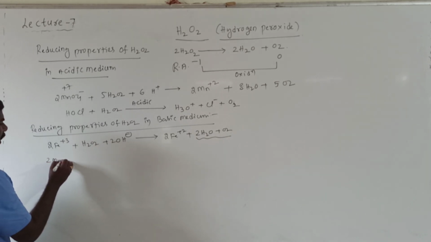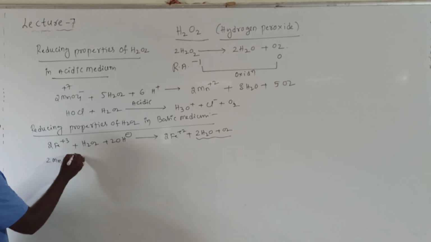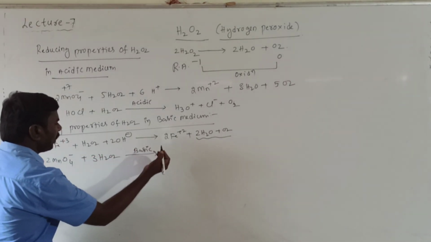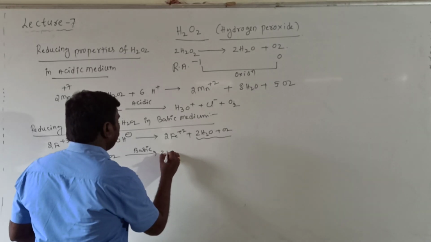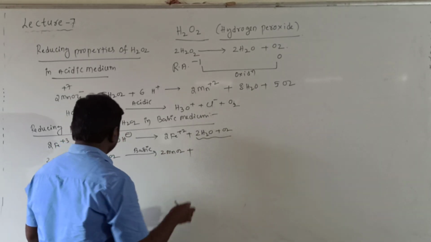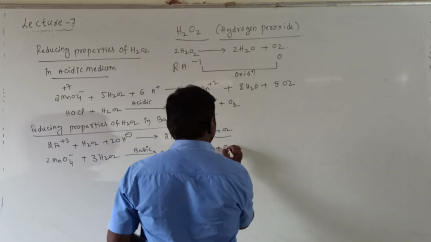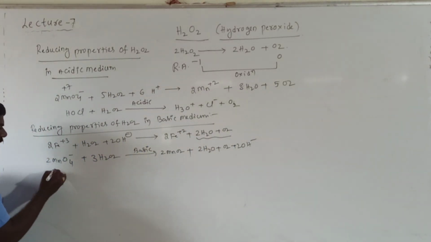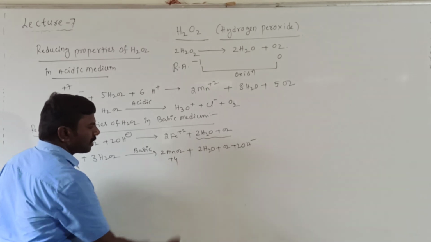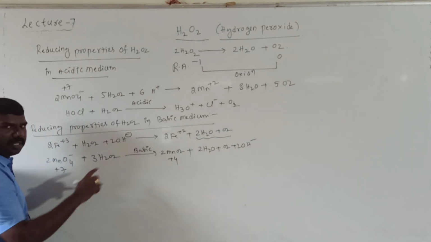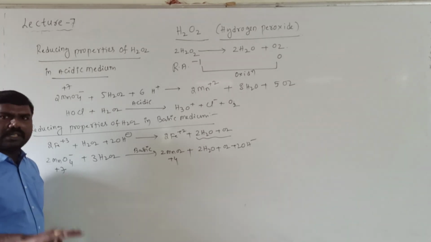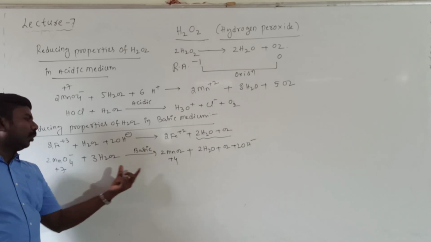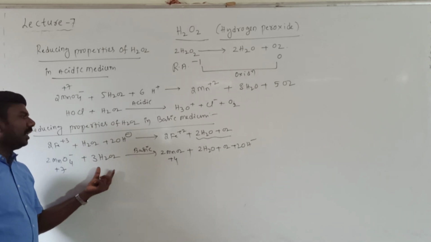Next, 2MnO4 minus plus 3H2O2 in a basic medium. Then it gives rise to 2MnO2 plus 2H2O plus O2 plus 2OH minus. Observe this equation clearly. It is a plus 7 oxidation state. It is a plus 4 oxidation state. Calculate oxidation states. Plus 7 to plus 4, decrease in oxidation state, called reduction. MnO4 minus is reduced to MnO2 by H2O2. It is a reducing agent.